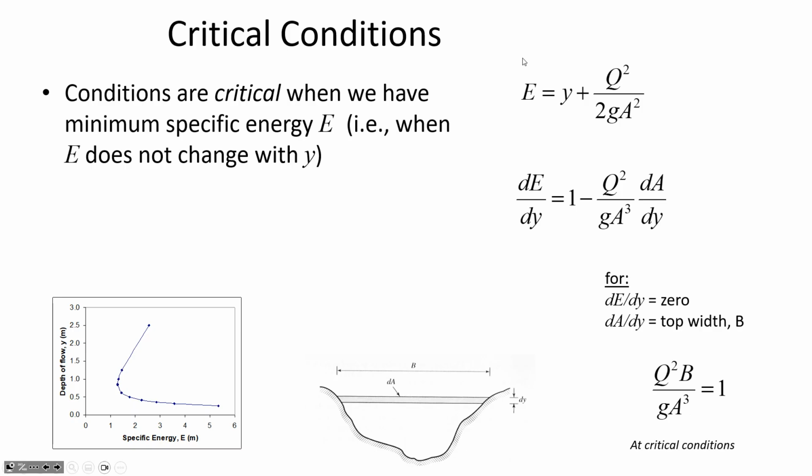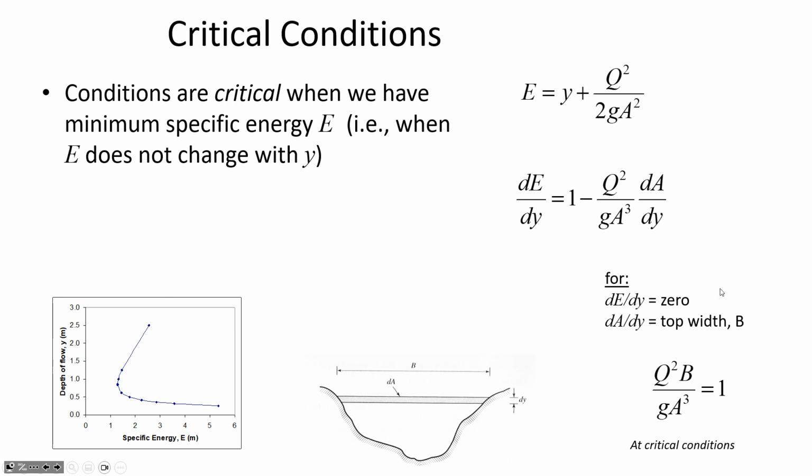Remember that specific energy is the depth and velocity head. And velocity head we can express in terms of v squared divided by 2g or Q squared divided by 2gA squared. So if we take the derivative of specific energy with respect to depth, that is, how is the specific energy changing with respect to depth? Look on the curve at the slope of this line. There's a certain point where this line is completely vertical. That's at the far left edge of the specific energy diagram.